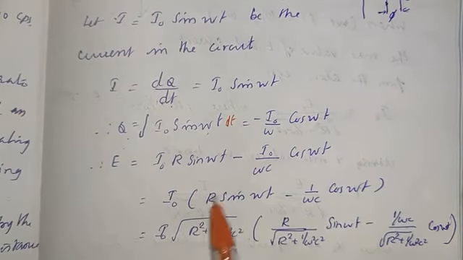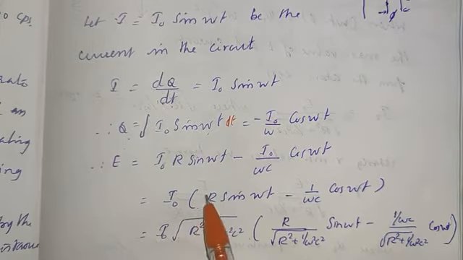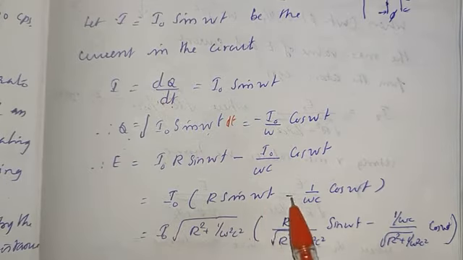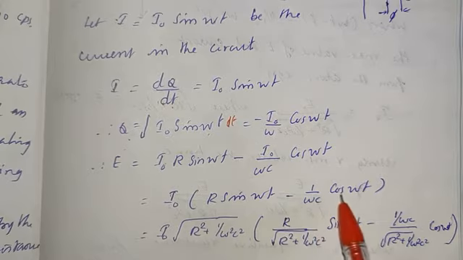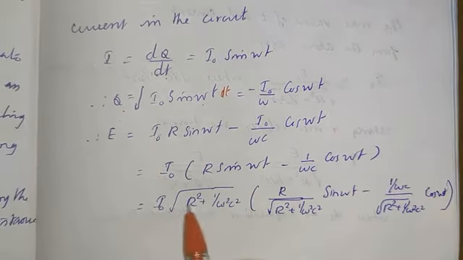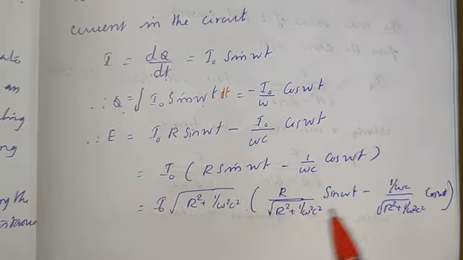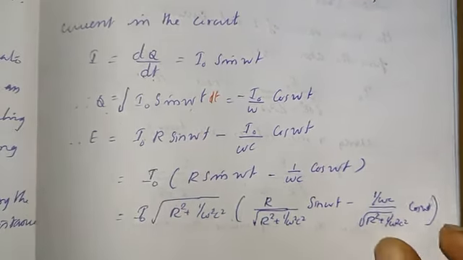What we are doing here is taking I0 outside the bracket as a common factor, and we remain with R sin omega t minus 1 by omega C cos omega t. Now we will multiply and divide the equation throughout by the square root of R square plus 1 by omega square C square, just as we have done in our previous cases. So nothing will happen to this equation.